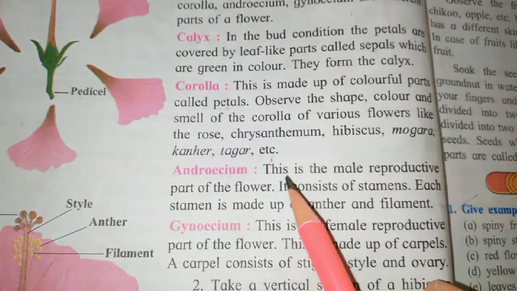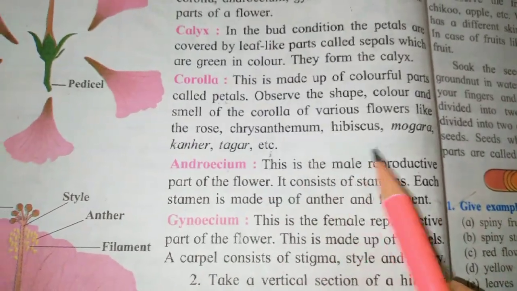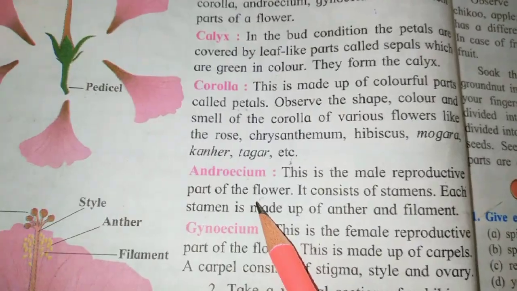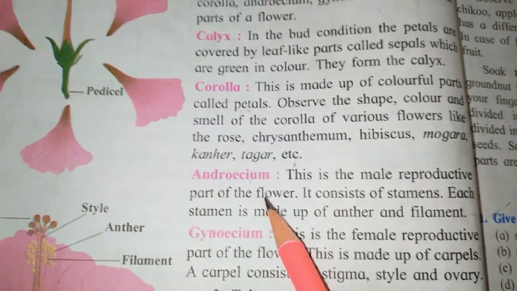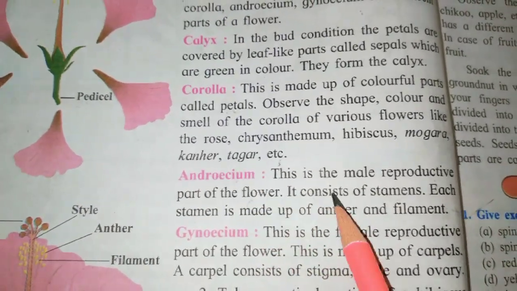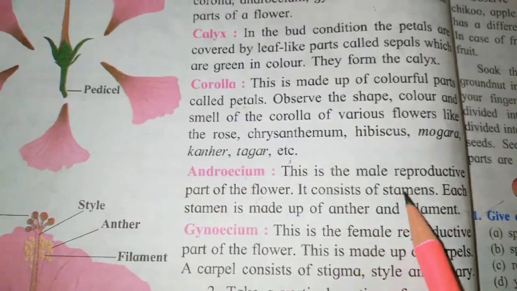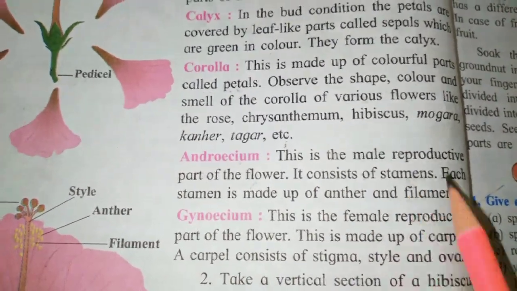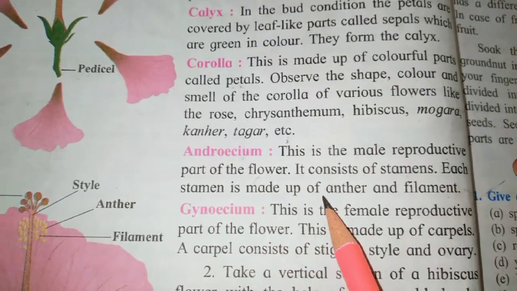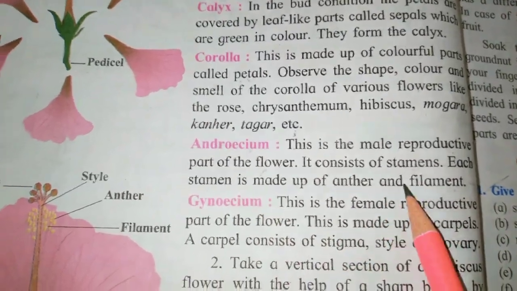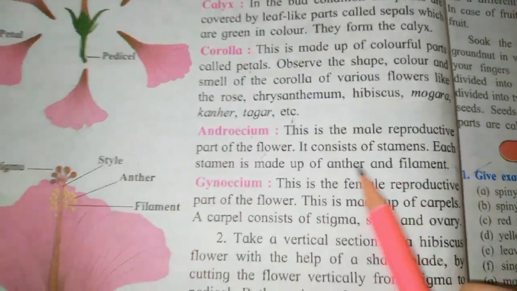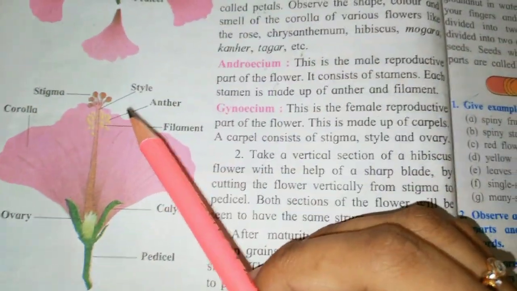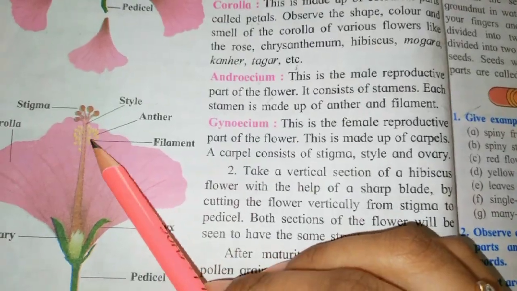Androecium. What is androecium? This is the male reproductive part of the flower. Which is the male reproductive part of the flower? That is the androecium. It consists of stamens. Each stamen is made of anther and filament. Here you can see the diagram. Each stamen is made of the anther and filament.